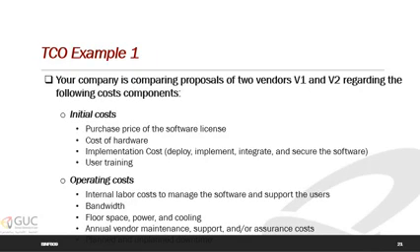So in this example, your company is comparing proposals of two vendors, V1 and V2, regarding the following cost components. For initial cost: purchase price of the software license, cost of hardware, implementation cost including deploy, implement, integrate, and secure the software, and user training. Operating costs include internal labor costs to manage the software and support the users, bandwidth, floor space, power and cooling, and the annual vendor maintenance, support, and assurance cost.